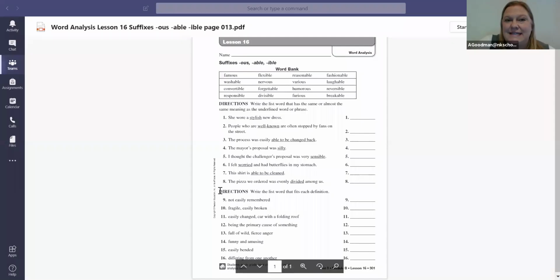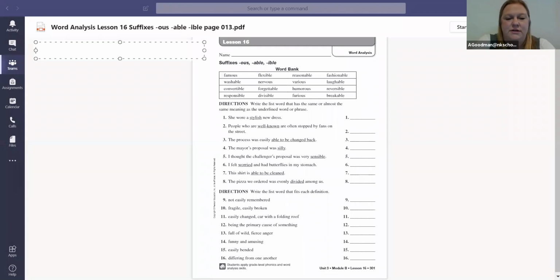All right, lesson 16 is using suffixes. Remember that a suffix is a part of a word that we add to the end of the word that changes its meaning a little bit and usually turns it into a different type of word. So we have 3 suffixes here today that you're going to be working with.